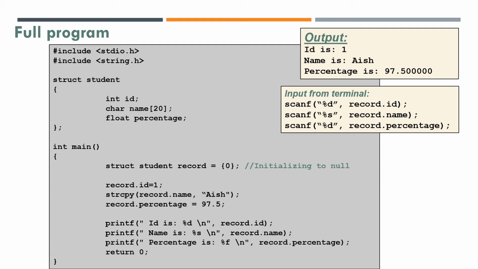This is a full program. Let's say we initialize record to a null value, and then we proceed with the initial value 1 for ID, Aish for name, and 97.5 for the percentage. And then we print out record.id, record.name, and record.percentage.